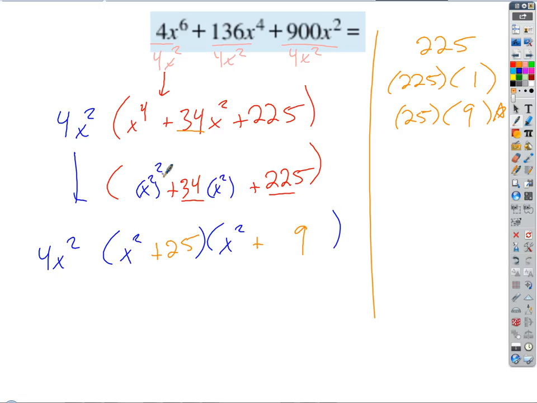So now we have to just ask ourselves, can we go any further? We got this down to 4x squared times the quantity x squared plus 25 times the quantity x squared plus 9. What do you think? Caitlin, can we go any further with that? Did either one of these break down more? It looks like they should. But what pattern would they fit? They don't, right? Because it would be a sum of squares, wouldn't it? And sum of squares doesn't exist. So this is our answer right there.